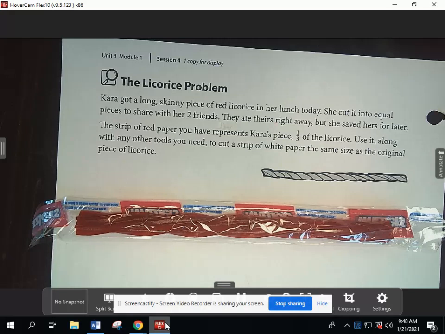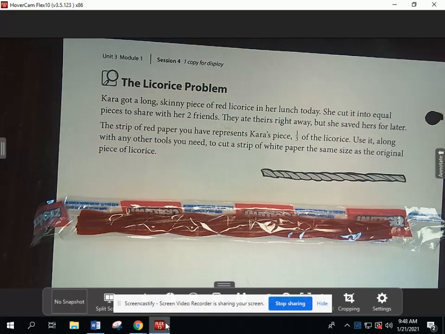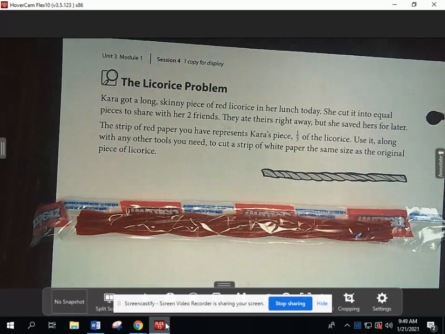But what am I asking you to do? What do we need to do with this? Yes. Cut it into thirds. For time's sake, let's just not worry about the white piece of paper. How are we going to cut this into thirds? Okay, Jacob. With scissors. Okay, so how do you know it's going to be equal? With a ruler. Okay, so if we use a ruler, did we use a ruler yesterday?